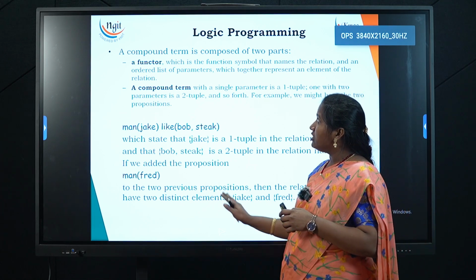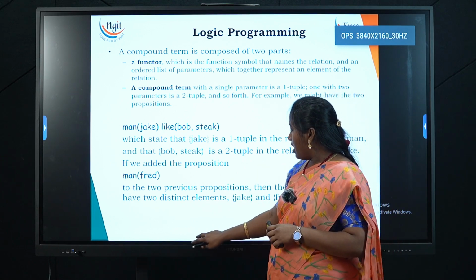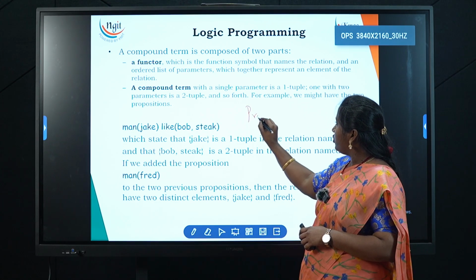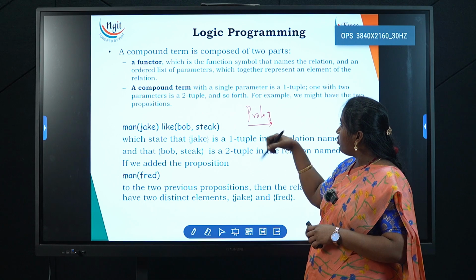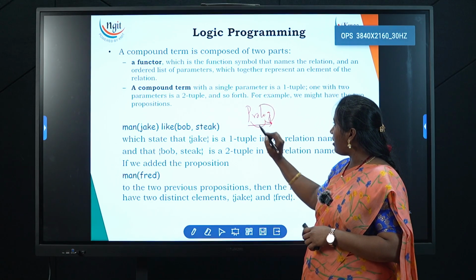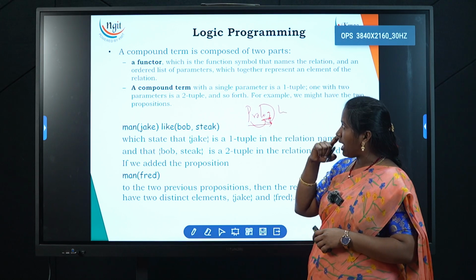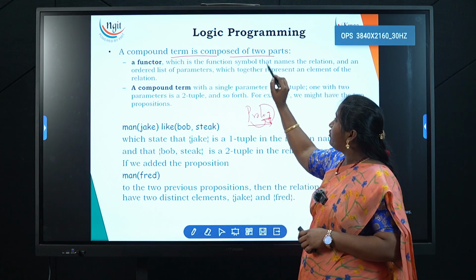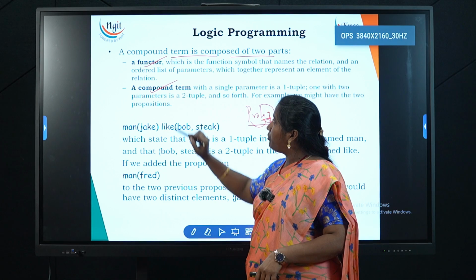So we'll introduce a logic programming language named Prolog. Prolog is the logic programming language, and when you write Prolog, LOG stands for logic and PRO is programming: logic programming. Now a compound term is composed of two parts. The two parts are what? A functor and a list of parameters.